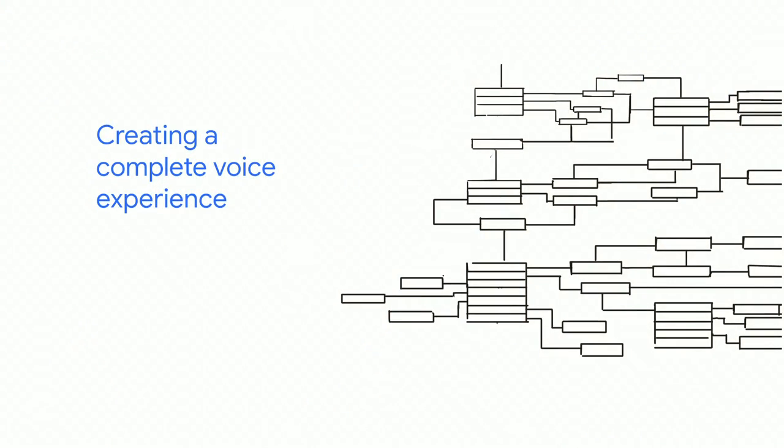So by nature, your voice experience needs to have several branches. This way, you've accounted not only for the one thing you expect users to say, but all the things they reasonably can say. If your action doesn't have many branching paths, you've probably only built for one instead of all of them.